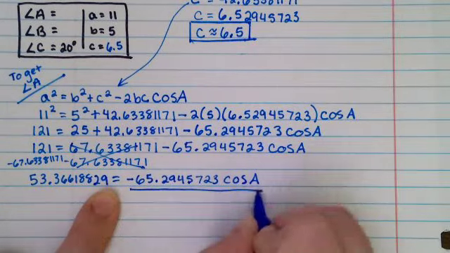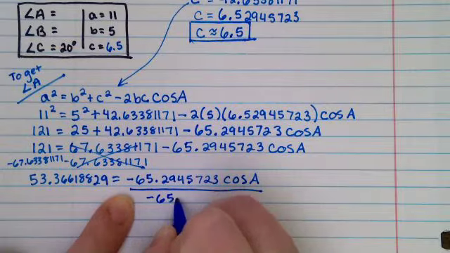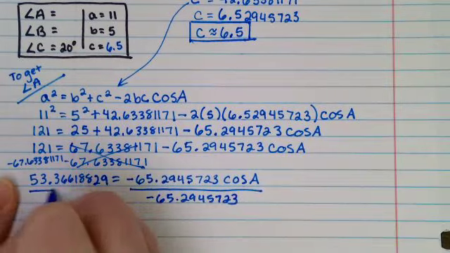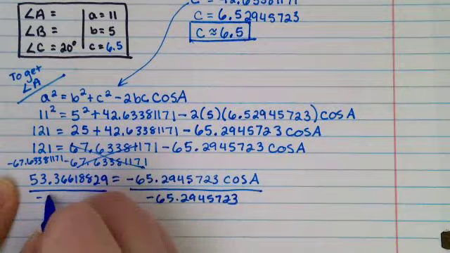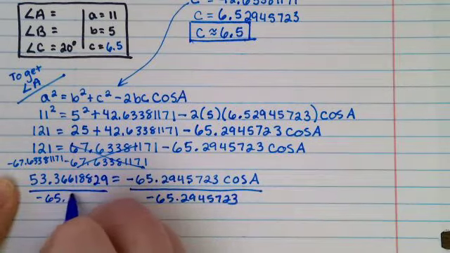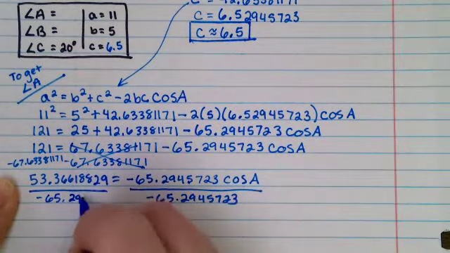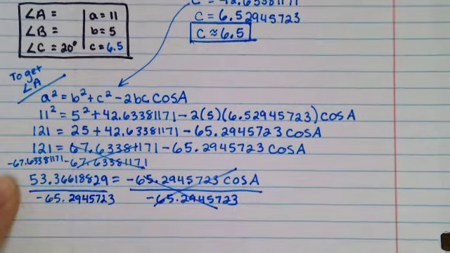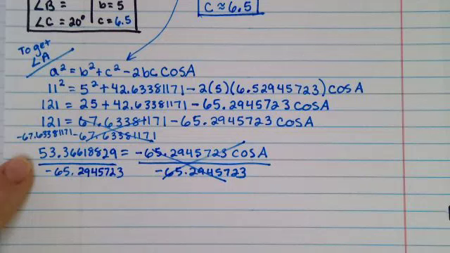Next thing, we are going to divide by negative 65.2945723, right? We're going to divide by this, and we're going to divide by that over here as well, negative 65.2945723. So that part will go away. It's honestly better if you leave this in fraction form and then do the trig thing. So I'm going to do that.